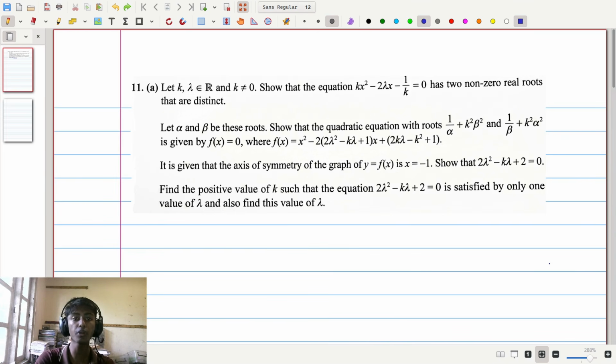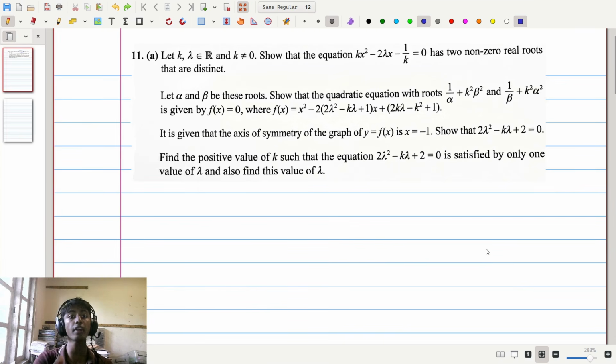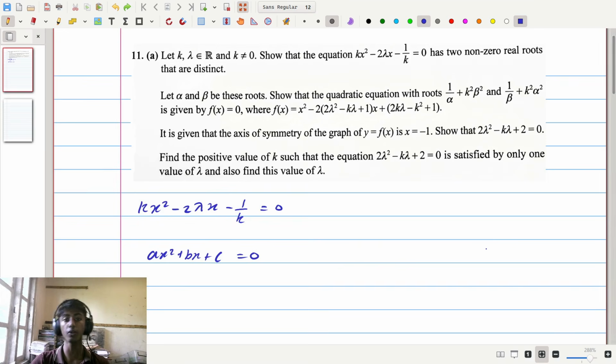Now, to start off with this question, let's consider this quadratic equation that we're given here and consider its roots. For this quadratic equation, in order to find information about the roots, the first thing we need to do is to take a look at the discriminant. So for this one, we have kx squared minus 2 lambda x minus 1 over k equals 0. If we consider the standard form ax squared plus bx plus c equals 0, we can see a is equal to k, b is equal to negative 2 lambda, and c is equal to negative 1 over k.